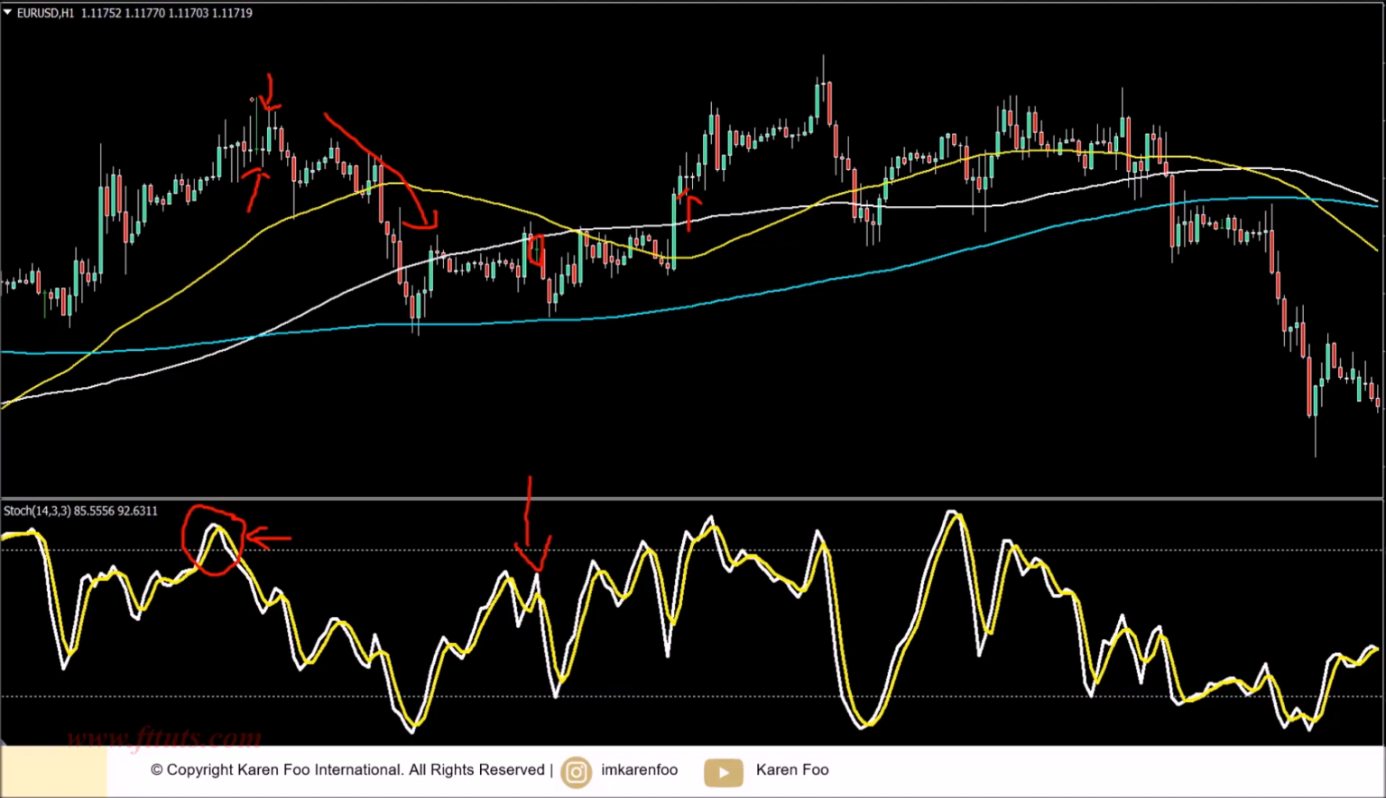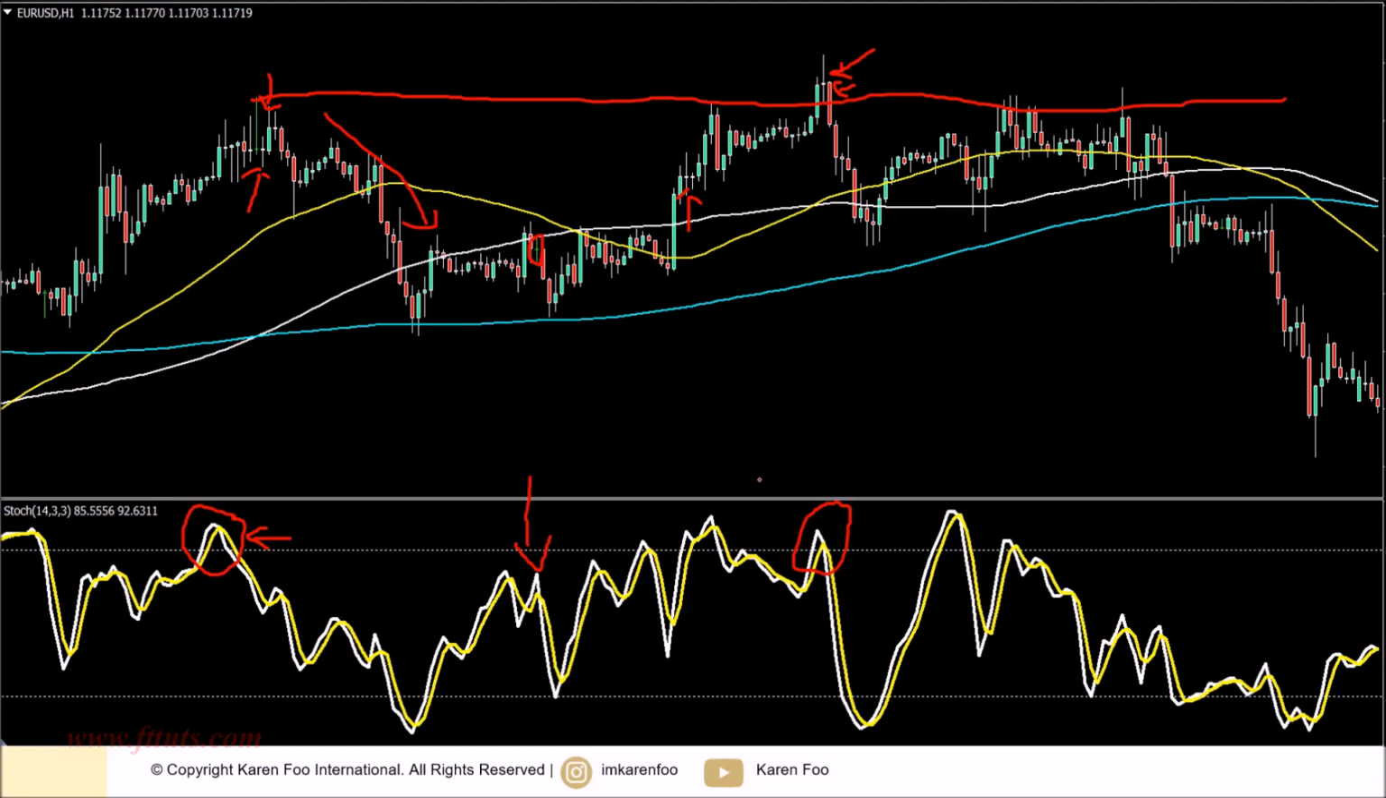But if you draw this resistance over here, can you see that? Doji appearing here. For sure, this is a false breakout. The next candle that comes out is a bearish candle. Moreover, when the doji is formed, look at your stochastics, it gives you an overbought signal.